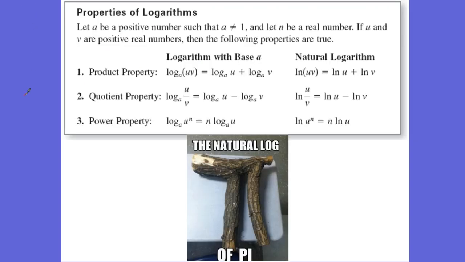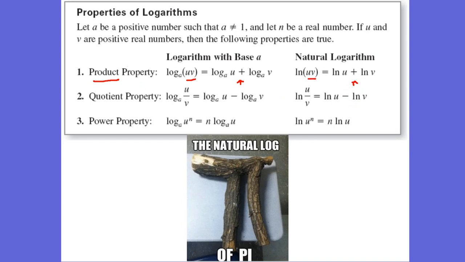Now we have some properties of logarithms. Properties of logs, like they come from trees and they have bark on them, and other properties of logarithms, which is three properties. One is called the product property. That's when we have something being multiplied, u times v, and that multiplying will become adding. Same with natural logarithms. Multiplying will become adding.